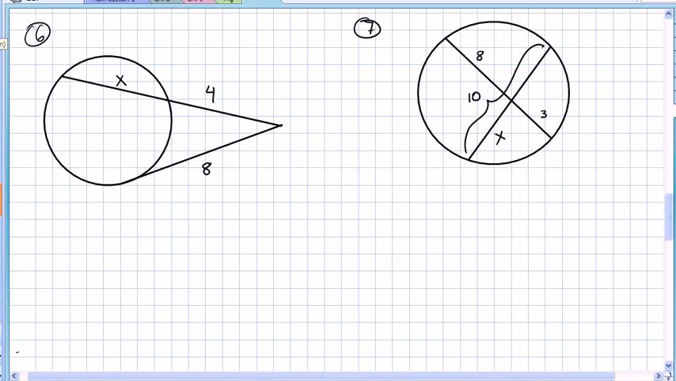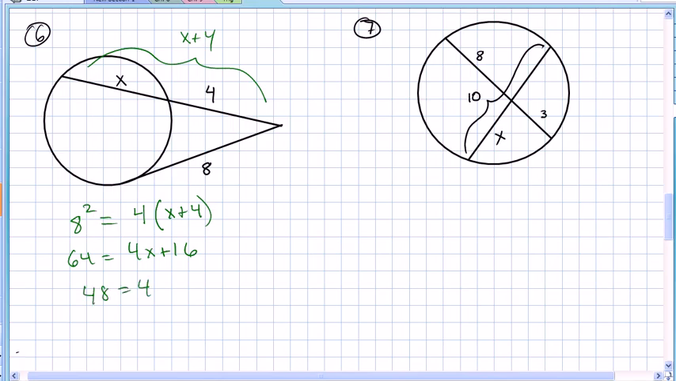So every time we have a tangent segment, the tangent segment should just be itself squared, so in this case 8 squared. And when we have a secant, again we want to do the outside part times the entire thing, and in this case the entire thing is x plus 4. You need to make sure you're not doing x, you're doing x plus 4. So here we're going to have 64 equals 4x plus 16. We then have 48 equals 4x, and x should equal 12.